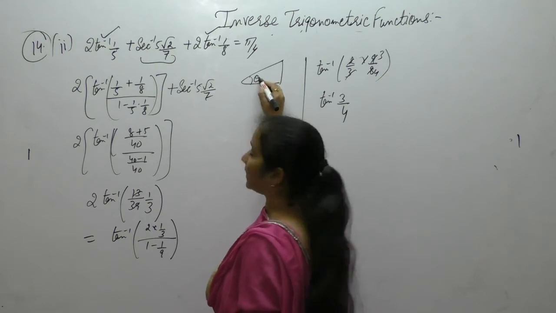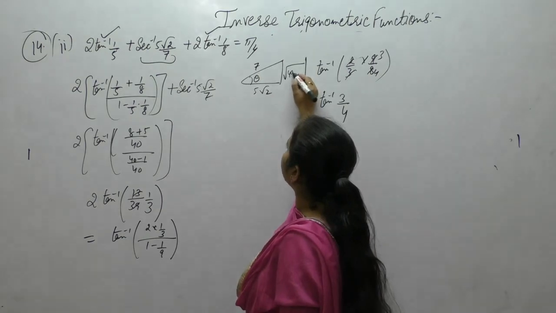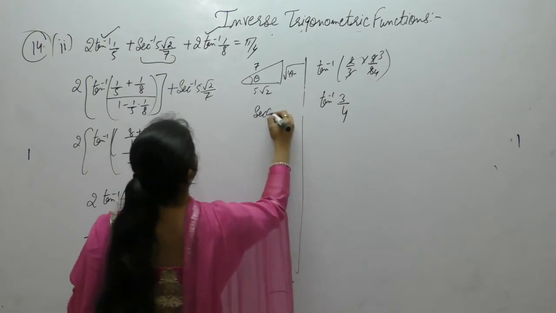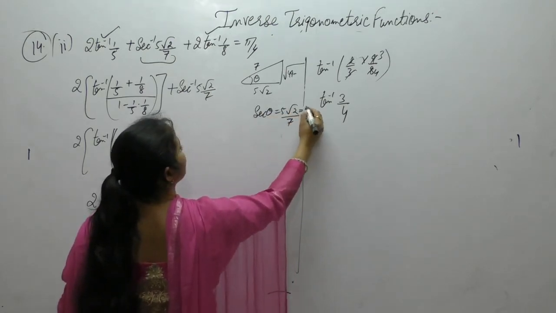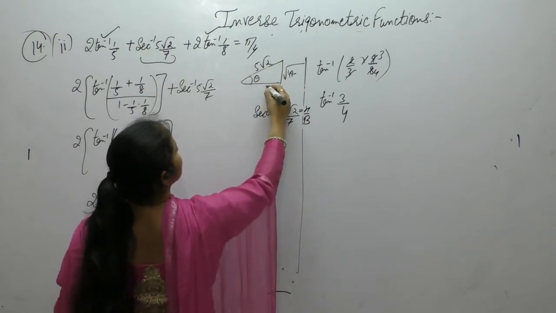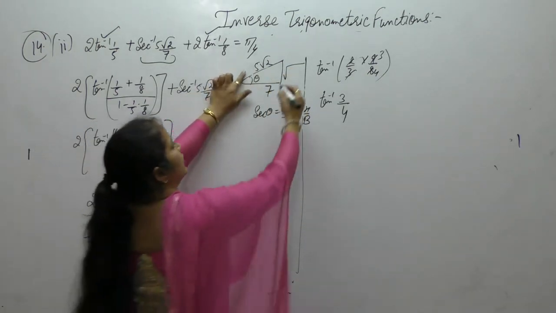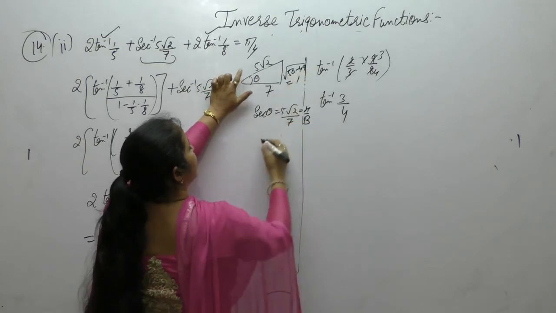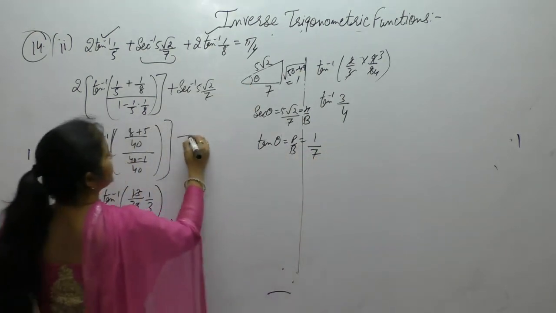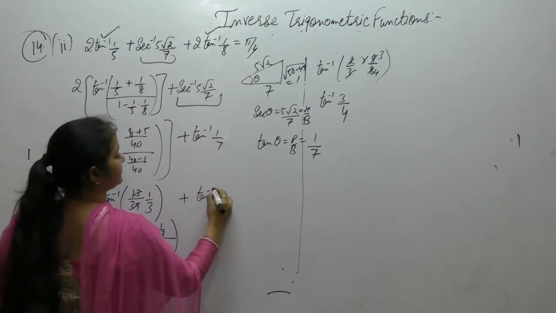Let it equal to theta. Sec is hypotenuse upon base. Perpendicular is hypotenuse square minus base square. Sec theta is 5 root 2 by 7. So this is hypotenuse upon base. Base is 7. So hypotenuse square, 5 square is 25 into 2, 50, minus 7 square. If we want the value of tan, that is perpendicular upon base. So instead of this theta, we can write it as tan inverse 1 by 7.